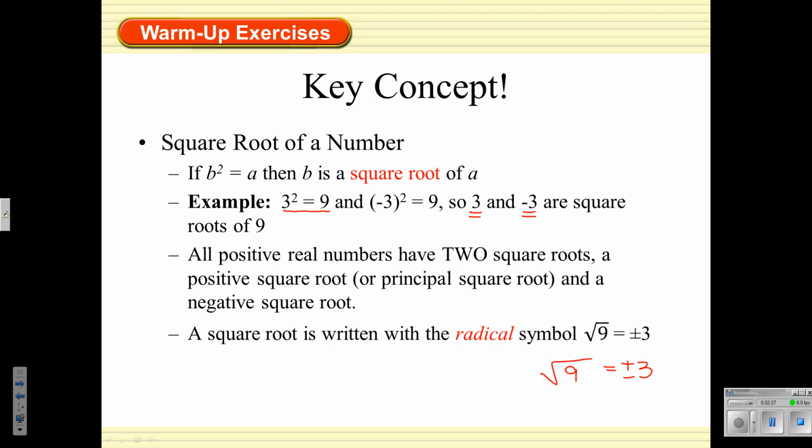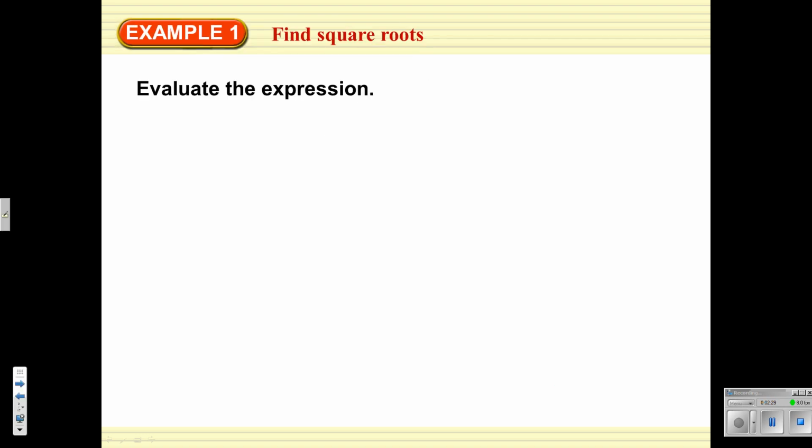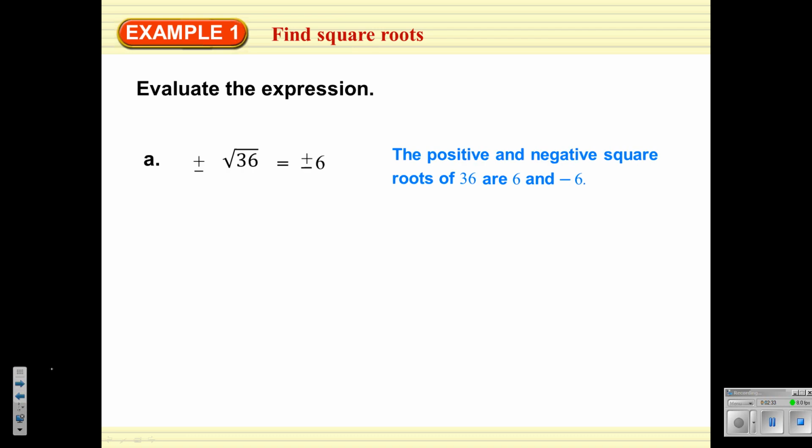Okay? All right, so moving on to the first example, evaluating the expression. This is asking us for the positive and negative square root of 36. Since positive 6 times 6 is 36, and negative 6 times negative 6 is 36, these are both the square roots of 36, the positive and negative square root of 36. So just fill those in the blank, positive 6, negative 6.